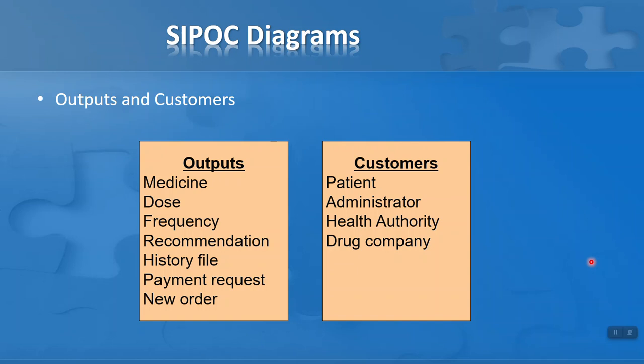So these are outputs of the process that we have identified. And then who are the customers of each of these outputs that you're looking at here? So customers on the right, outputs on the left. Customers are the patient, obviously at first, who's going to get the medicine, get the dose, get the frequency, and also get the recommendation. An administrator might be the person who will update the history file. Health authority may issue a payment request, and a new order, the drug company that supplies the medicine in the first place, will be the customer of the new order. So hopefully this is following along nicely for you here and giving you a different insight into process identification.